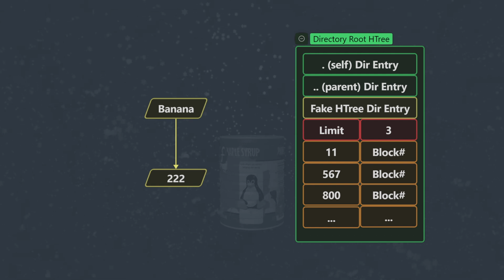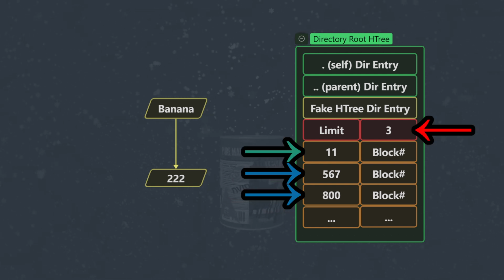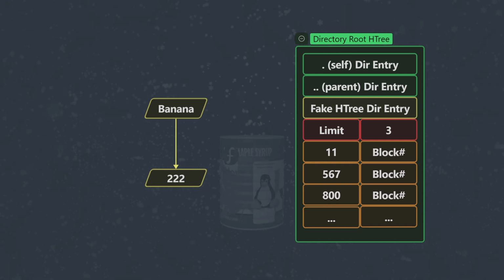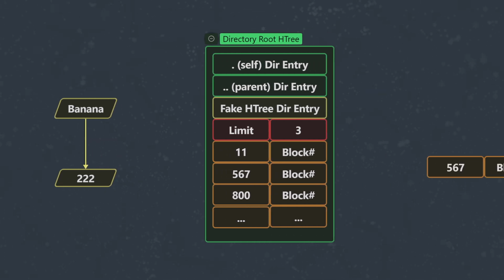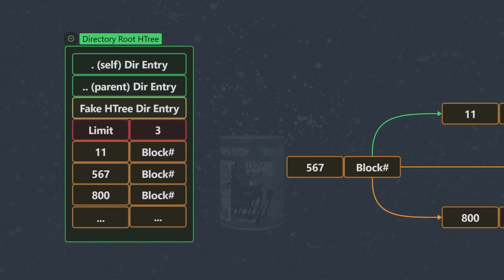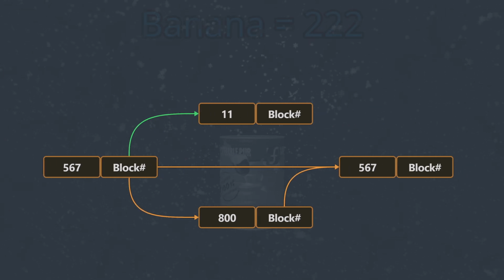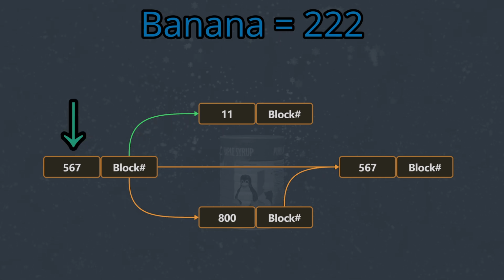Now, within our directory root block, what we see is that we have three index blocks. The first one being 11, the second one being 567, and the third one being 800. Now, I'm just going to help you visualize how the computer would go about finding something inside of that. Because we have the count, because we know that we have three nodes inside of that list, we can make a tree out of it. Now, let's just look at the tree. And what we see here is that our first node, which is the middle node, is 567.